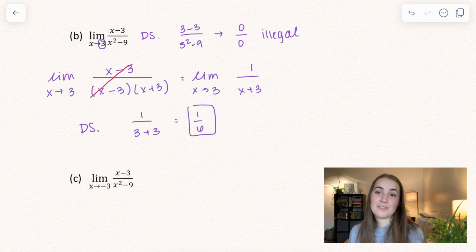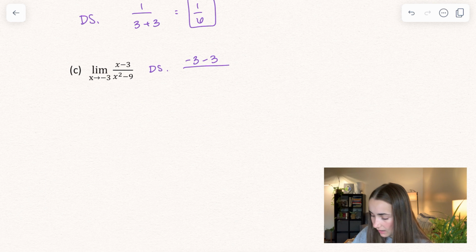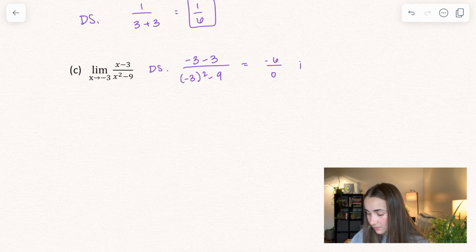So here we use factoring, and this method is called factor and cancel. So let's go ahead and try part C here. First, we're going to want to try direct substitution. So when I do that, I get -3 minus 3 over -3 squared minus 9. We can see there's going to be an issue here. That denominator is going to be 0. And again, super illegal. We don't like to work with dividing by 0.